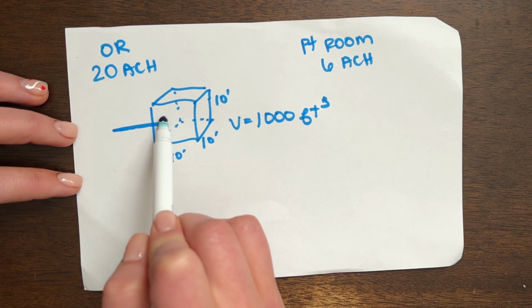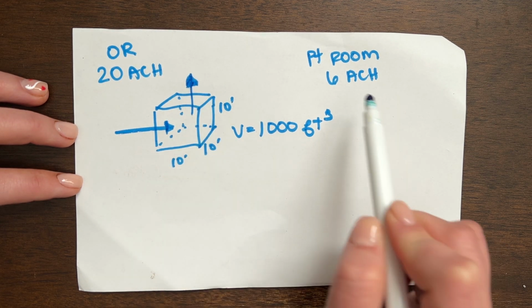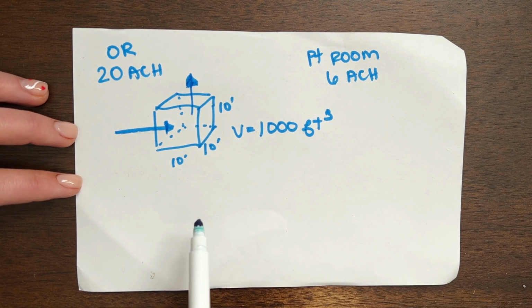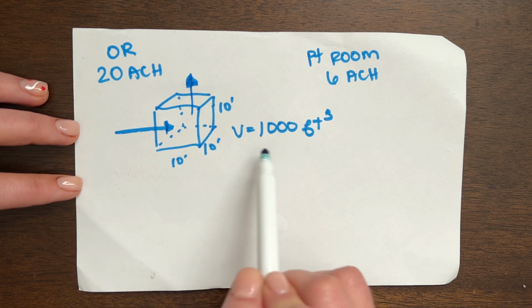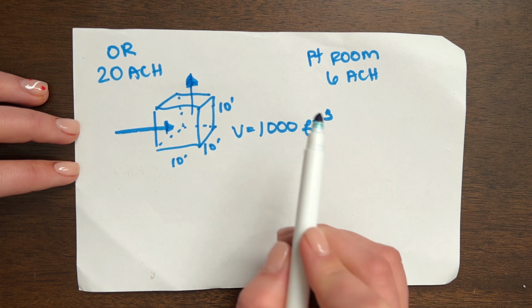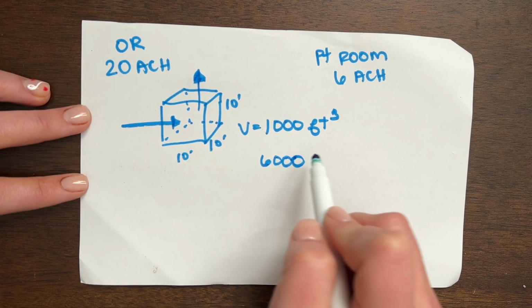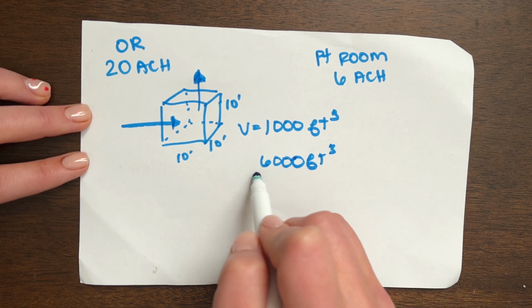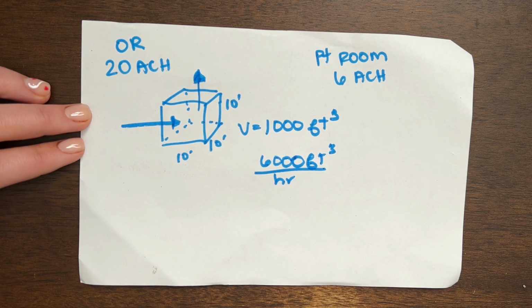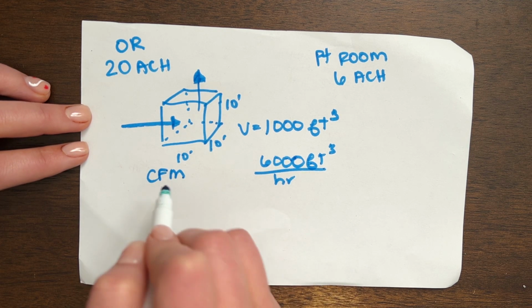What that means is that we want new air into the space and exiting the space 6 times every hour. So we know that the space encompasses 1,000 cubic feet and we want to change that 6 times. So that would give us 6,000 cubic feet every hour.